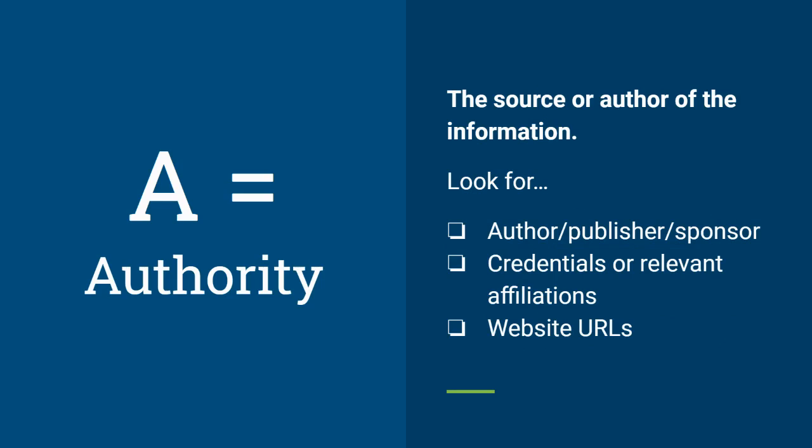The A, the first A, stands for authority. And in this case, we are looking for the author, where this information came from. Sometimes it's just one author. Sometimes it's sponsored by a whole group of people. Sometimes it's not signed at all. You want to make sure that there is some kind of author credited with writing this work. And you want to make sure they have some kind of credential, some kind of relevant background that they have written about it. You also want to look at the website URL.